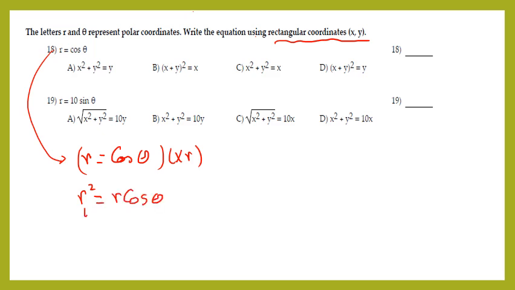What is r squared? r squared is x squared plus y squared. And what is r cosine theta? r cosine theta is equal to x. So the equation is x squared plus y squared is equal to what? Equal to x. So the right choice is C.